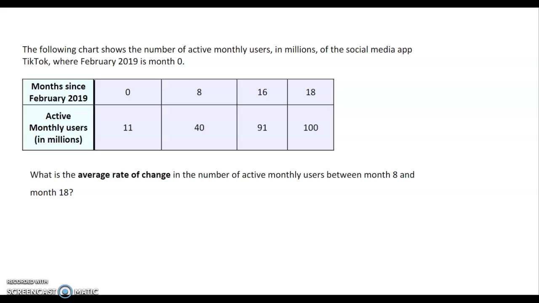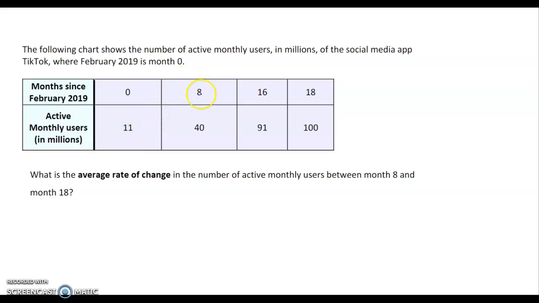The following chart shows the number of active monthly users in millions of the social media app TikTok, where February 2019 is month 0. What is the average rate of change in the number of active monthly users between month 8 and month 18? Let's first just take a look at this, kind of see what we have. So month 0, so that means February 2019, we have 11 million users.